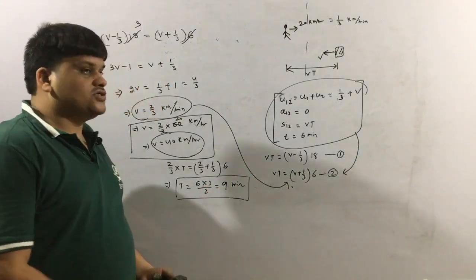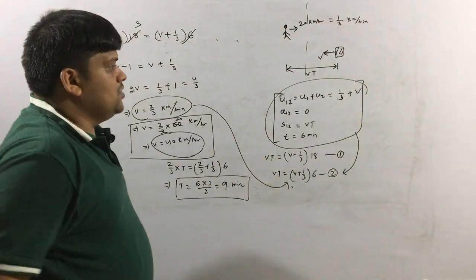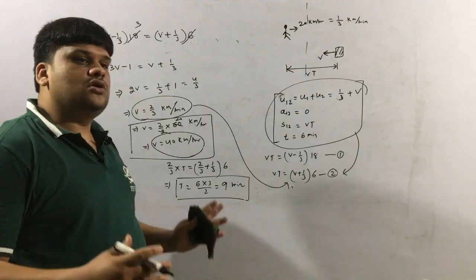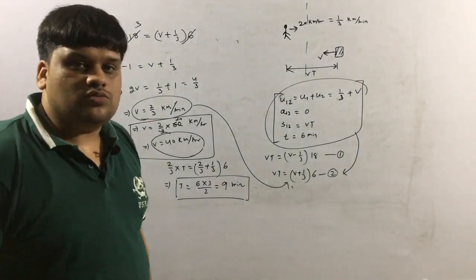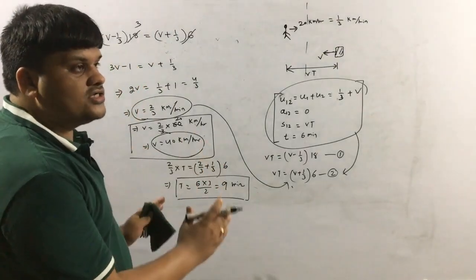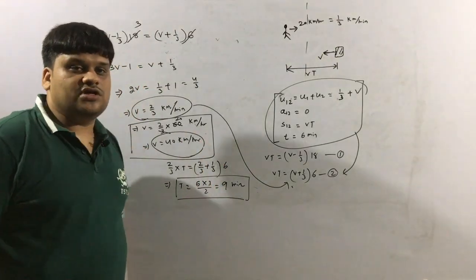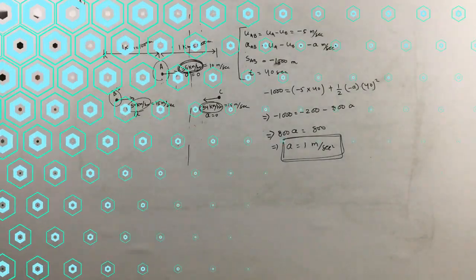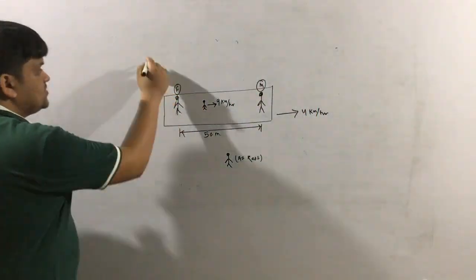Now let us come to the next question. Try to understand this by each and every step. If you understood this question, actually you can solve many questions from relative motion. I have just taken much more time to make you understand it easily. Now let us come to the next question, question number 6.